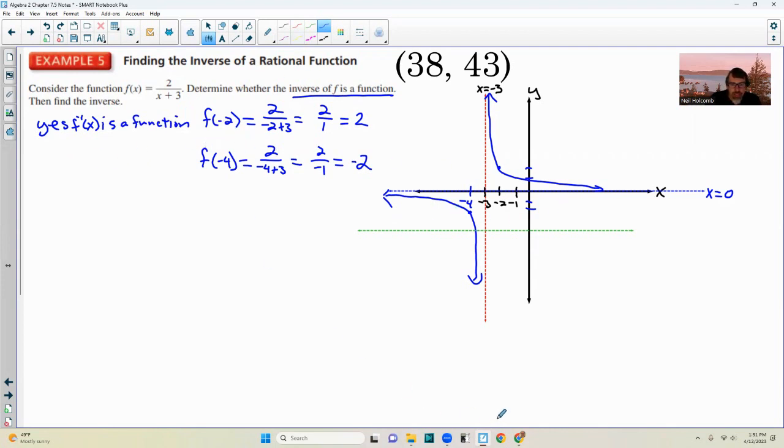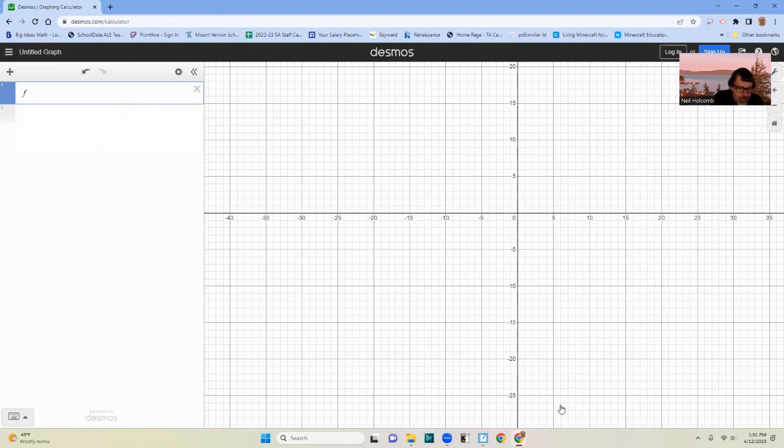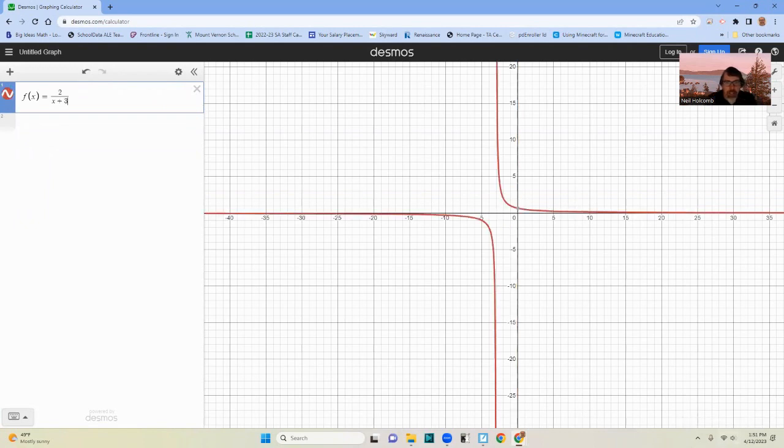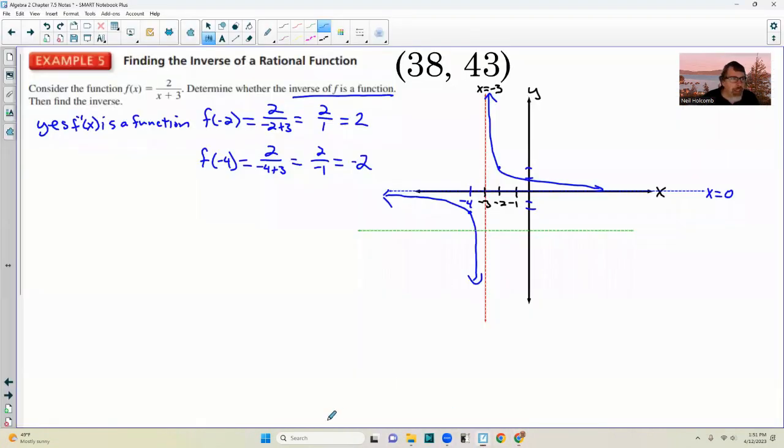Okay, so if I do this in Desmos now, 2 over x plus 3, let me go to Desmos and type in f of x equals 2 divided by x plus 3. That's what I just graphed without the asymptote showing. And now I'm going to graph y equals x, because if I take the inverse of this, it's going to be a reflection across this blue line. So I'm going to leave that there for now. Go back here.